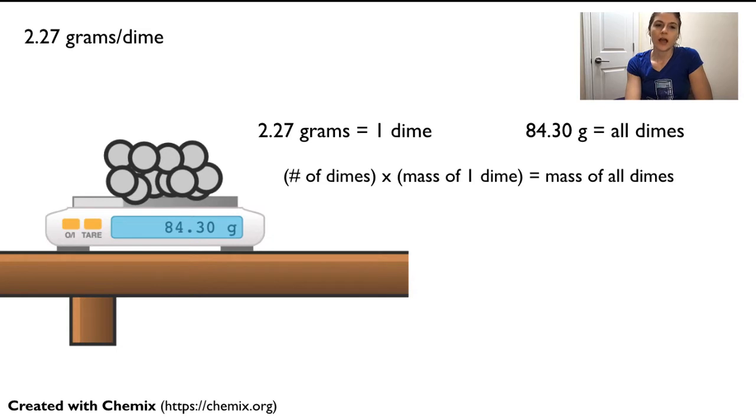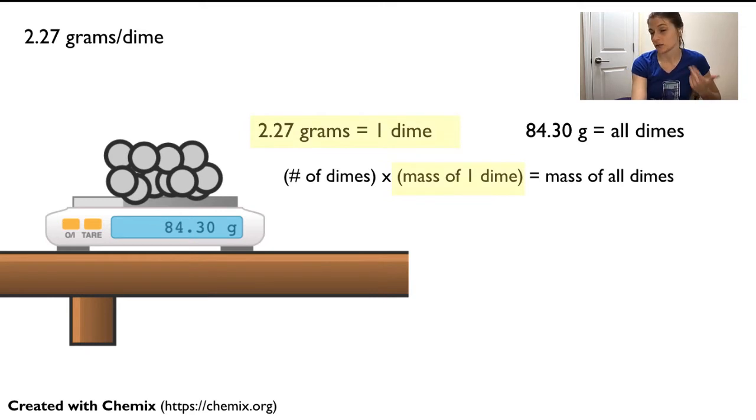So I can think about this as, I know that if I take the number of dimes and multiply it by the mass of 1 dime, right? So if there were 2 dimes and I multiply 2 times 2.27, that should give me the mass of 2 dimes. If there were 5 dimes, I should take the mass of 1 dime, 2.27, and multiply it by 5 to give me the mass of 5 dimes. So I know that my equation for figuring out the mass of all of the dimes together should be the number of total dimes times the mass of one dime.